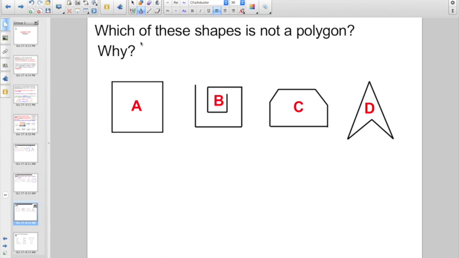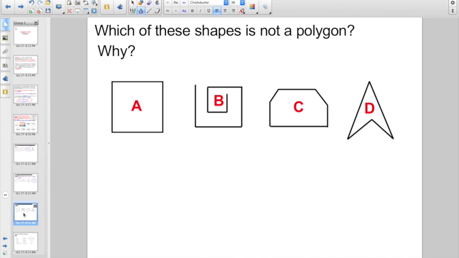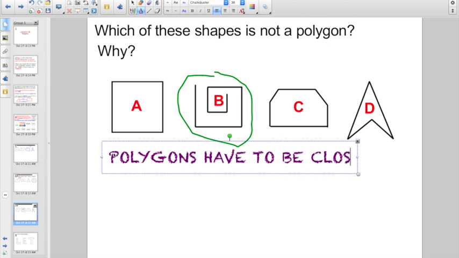Let's keep moving on. Which of these shapes is not a polygon and why? If you go back to remembering here, a polygon is a flat shape formed by line segments that close in an area. They have to be closed. So let's go and take a look at what we got going on here. Which of these guys is not a polygon? Did you get it figured out? It's going to be figure B. And did you figure out why? Because we would have to say polygons have to be closed. And that guy is open right here, right?